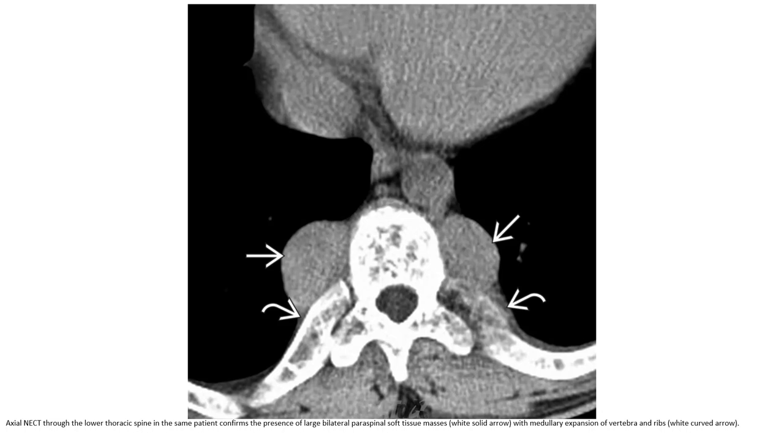Non-contrast enhanced CT through the lower thoracic spine in a patient confirms the presence of large bilateral paraspinal soft tissue masses with medullary expansion of the vertebra and ribs.